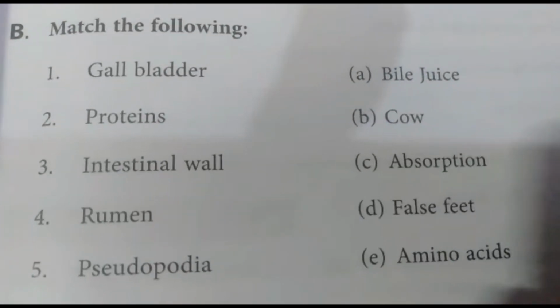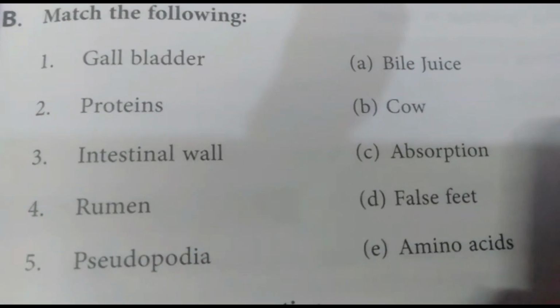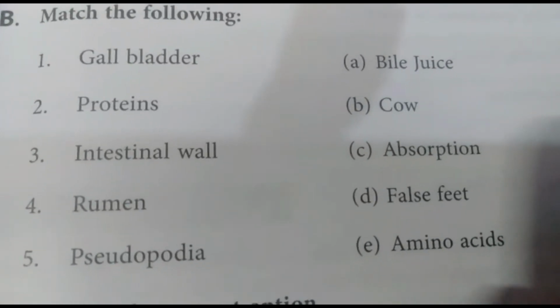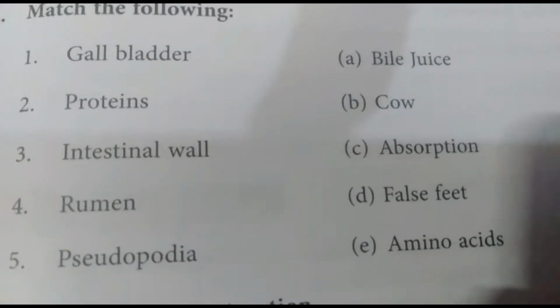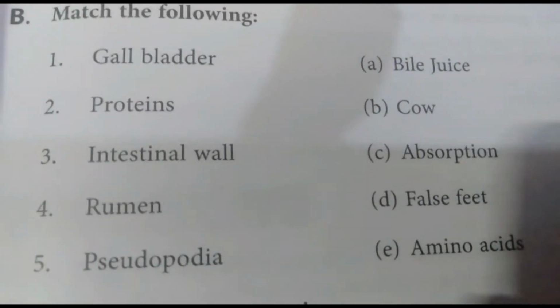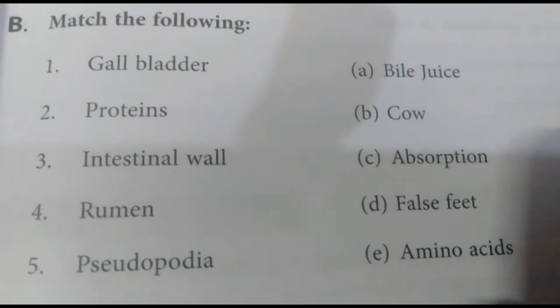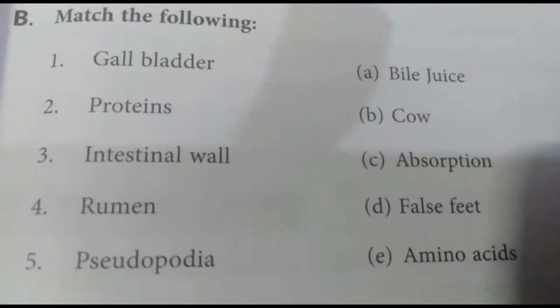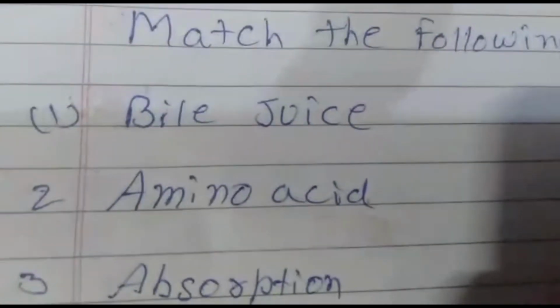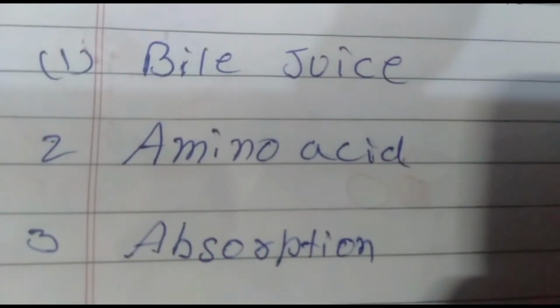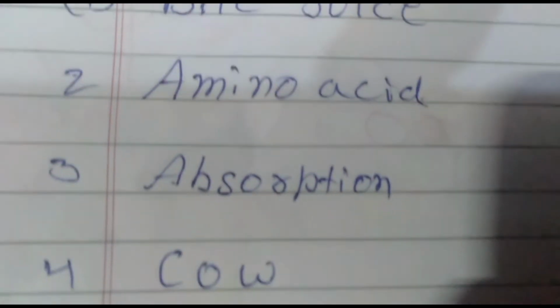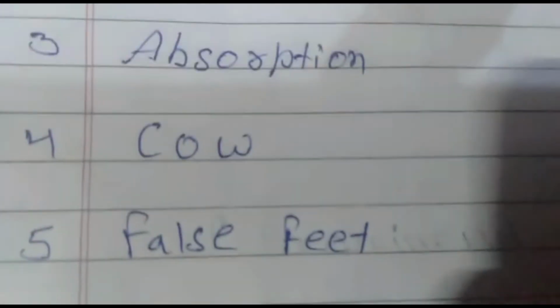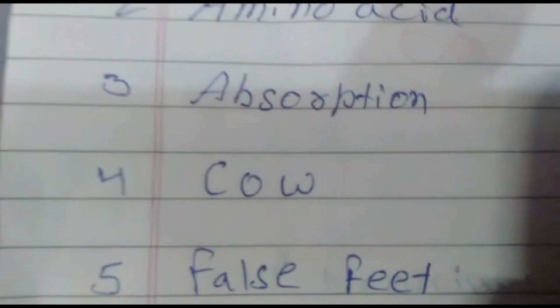Now come to the match the following: gallbladder, bile juice, protein, amino acids, intestinal wall, absorption, rumen, cow, pseudopodia, false feet. Now let us revise it. The answer for the match the following: first is bile juice, second amino acid, third absorption, fourth cow, fifth is false feet.